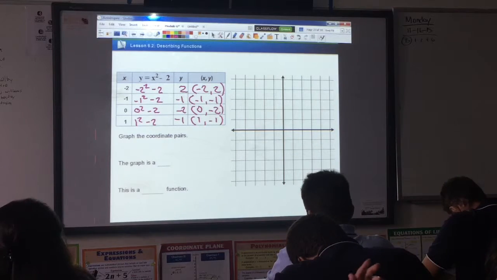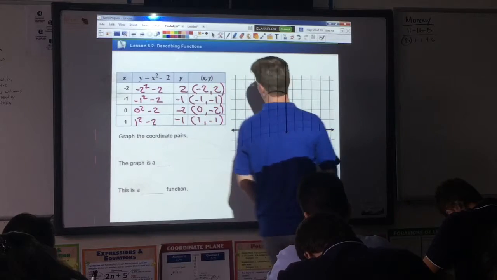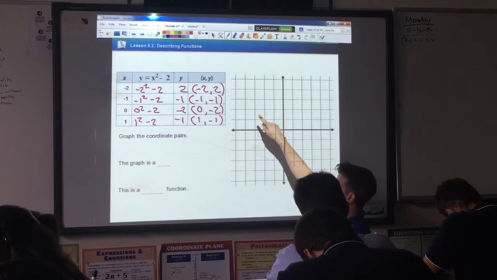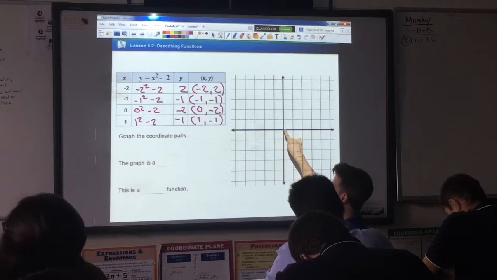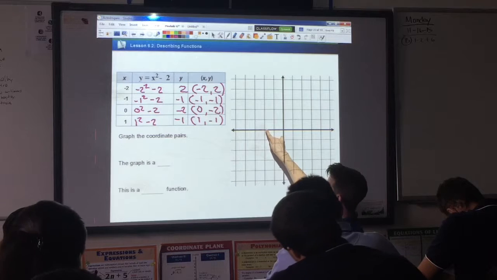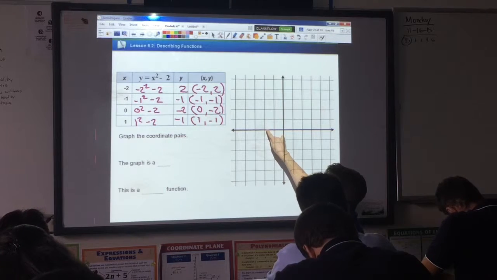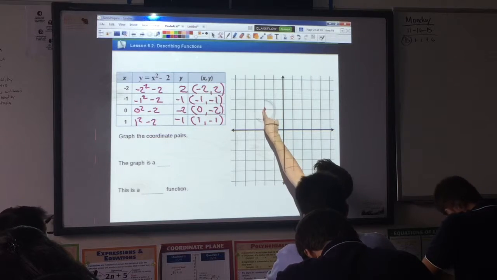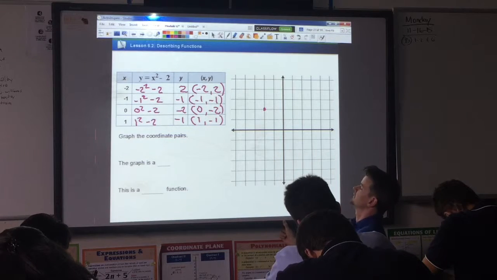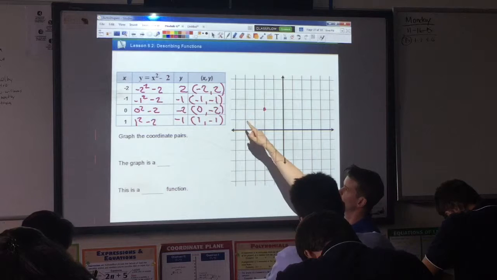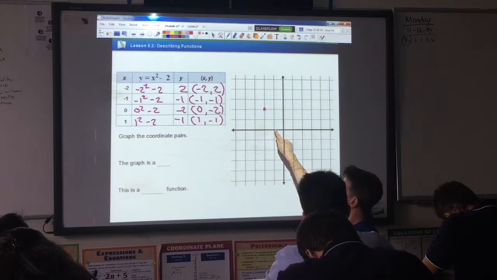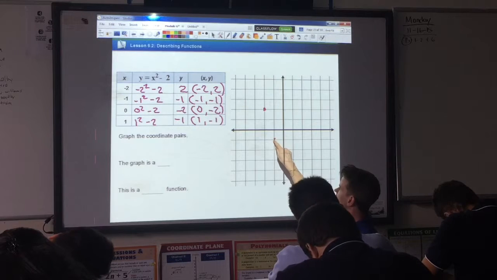So, Ali, help me with the first point. We're going to start here. We always graph x first, then y. I start at the origin. I'm graphing negative 2, comma 2. So am I going left or right? Left. How many spots? 2. Left 2 and then up or down? Up. How many spots? 2. Okay, good. Miss Vega, next point. Negative 1, negative 1. So left 1 and then down 1. Good.